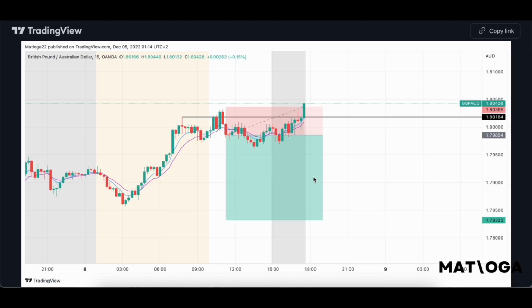Once again, this entry is a bit of a risky one. I believe you can see why. And this is a great example that not always the risky trades are well worth taking. So in this case, it was not.